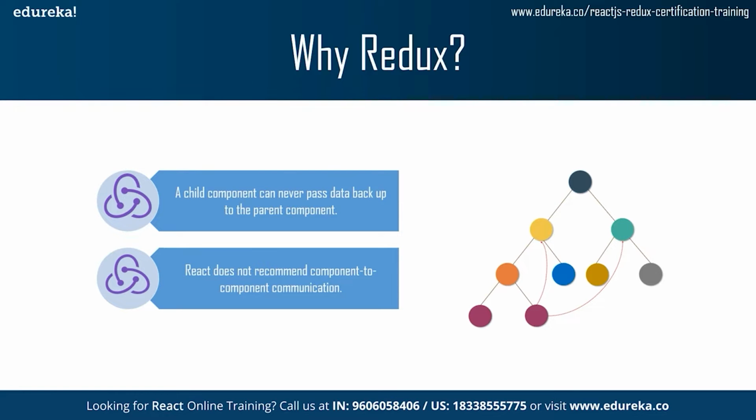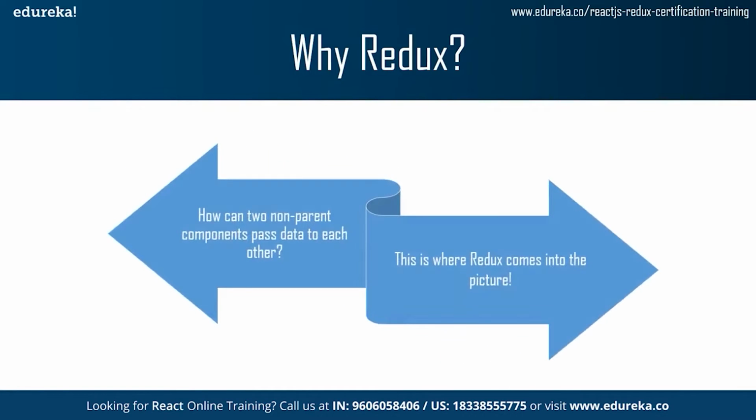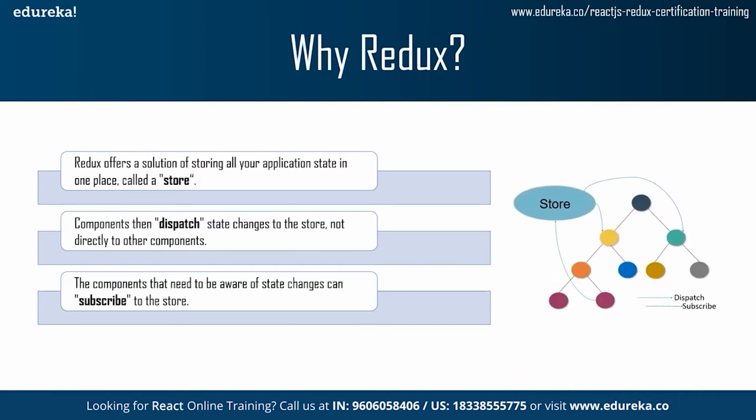and here is the catch. So the question is, how can two non-parent components pass data to each other? This is where Redux comes into the picture. As you can see in the picture, a store is a place where you can store all your application state together. Now the components can dispatch state changes to the store and not directly to the other components. Then the components that need the updates about the state changes can subscribe to the store.